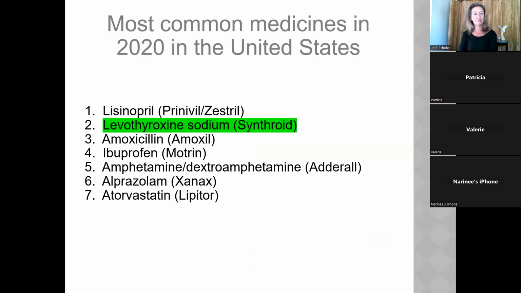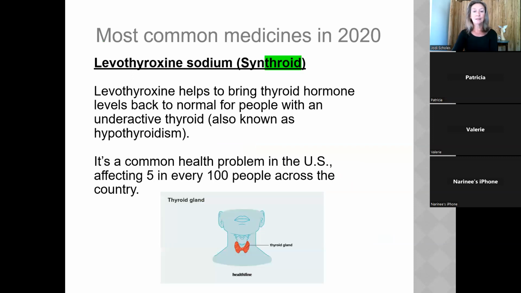Moving along, we have Synthroid. I don't know how to pronounce those first names, honestly. Levothyroxine sodium. I know sodium, that's salt. But levothyroxine, so the Synthroid is the brand name. Levothyroxine is to treat the thyroid, to treat thyroid hormone imbalances. And so you see in this image where the thyroid is. The thyroid is a lovely butterfly-shaped gland in your neck.